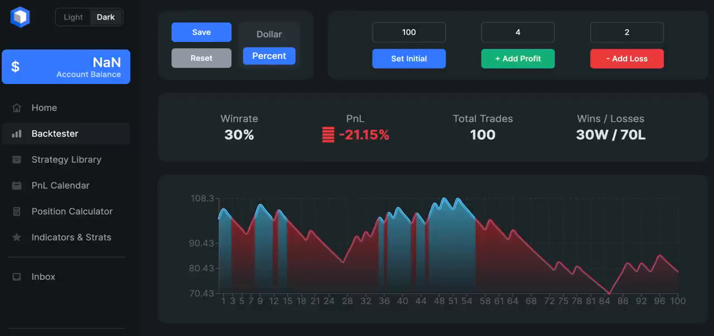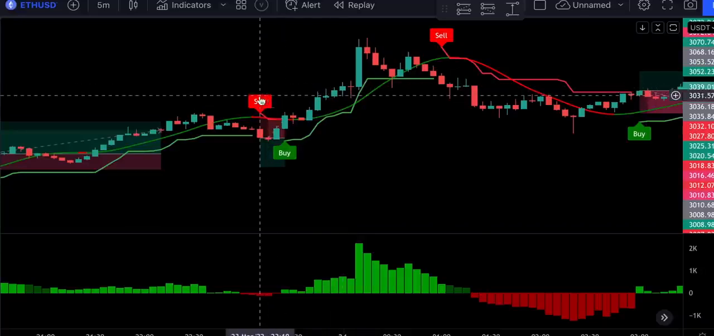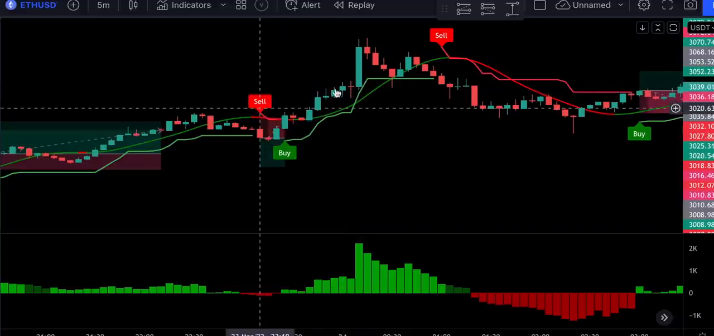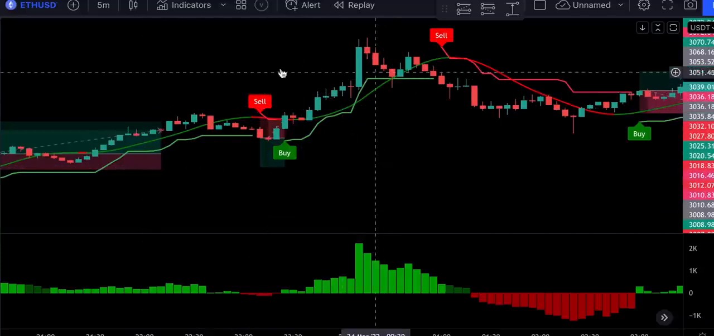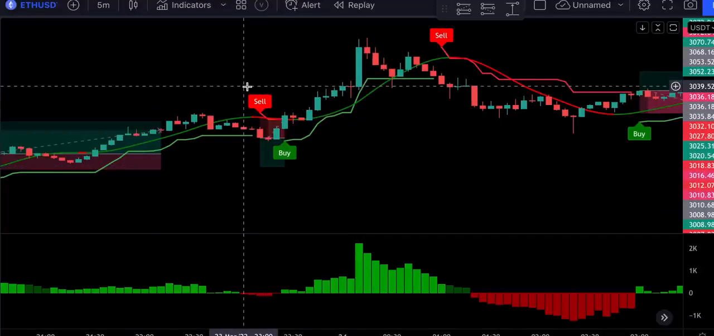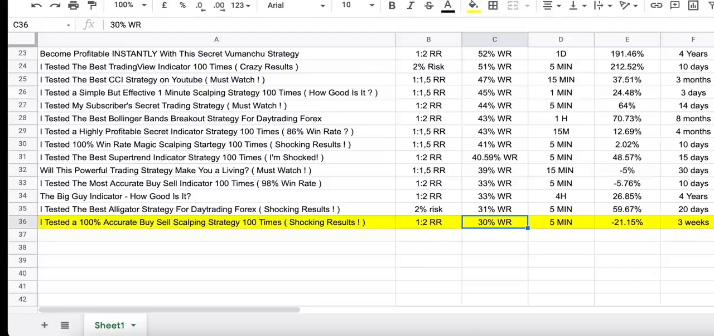The second problem with this strategy is that it gives a lot of false signals. For example, this sell signal right here was absolutely unnecessary because as we can see, the overall trend is bullish. We cannot trade against the trend and this system is proof of that. Okay, so in terms of win rate, this 100% accurate trading strategy is sitting in last place. This is officially the worst strategy I have ever tested on this channel.